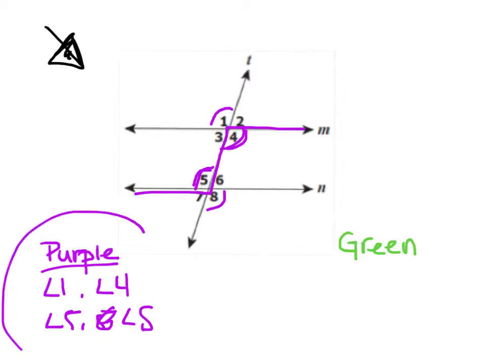Then we also know that the green angles, angle 2 and angle 3, are congruent because they're vertical angles. Same with 6 and 7. And we know all four of them are congruent because if we draw our Z this way, angle 3 and angle 6 are congruent.